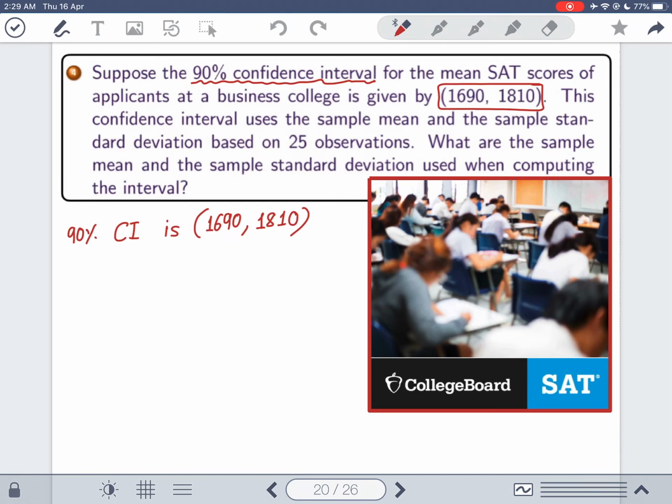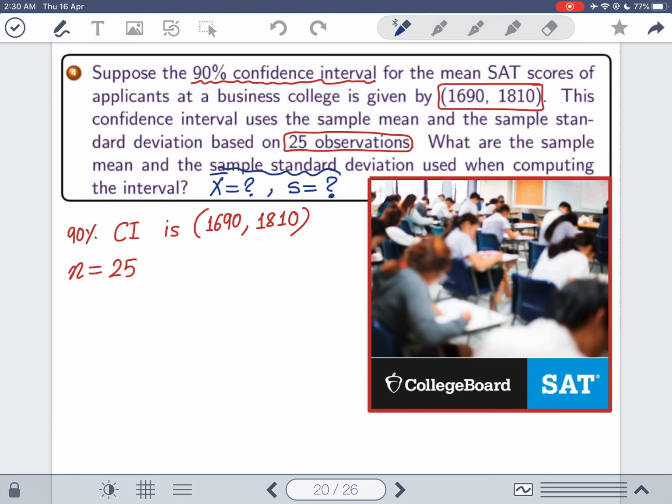And then they tell you this confidence interval uses the sample mean and the sample standard deviation based on 25 observations. So this is our sample size. N is 25. What are the sample mean and the sample standard deviation used when computing the interval? Sample mean, so they want X bar. So what is X bar and what is the sample standard deviation also? And what is S?